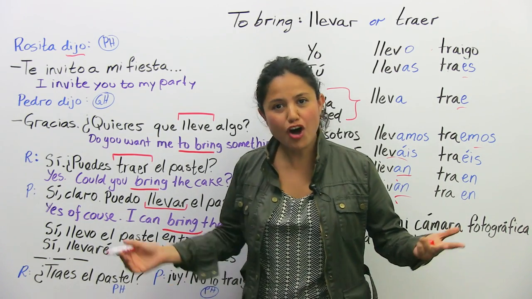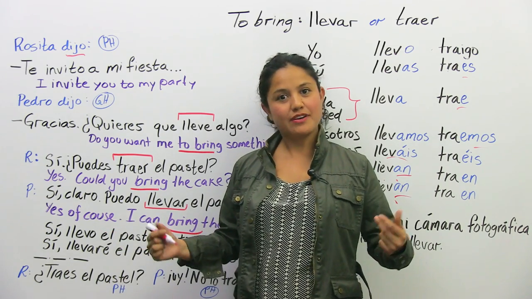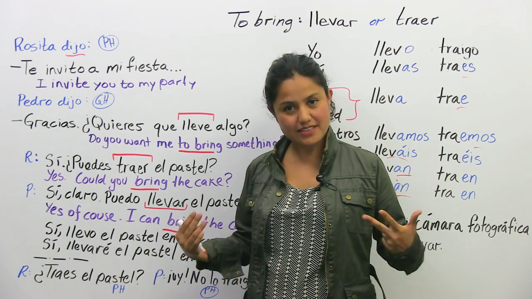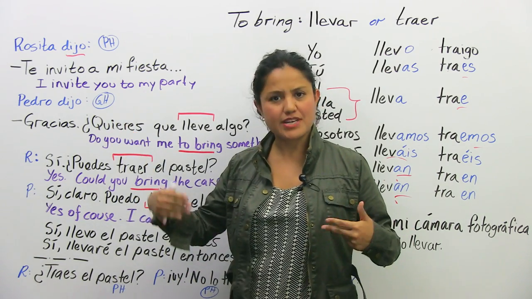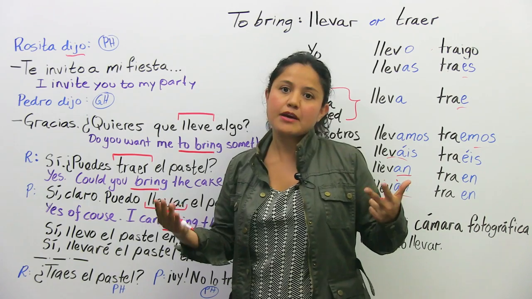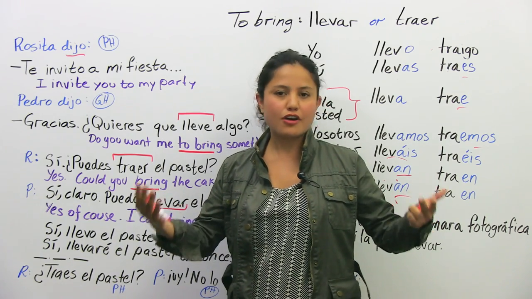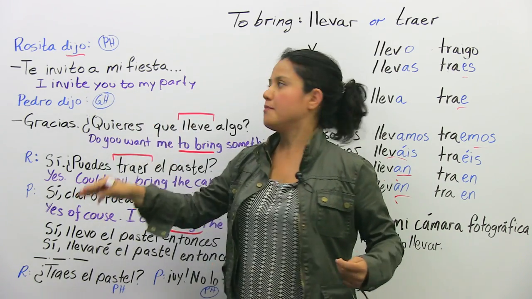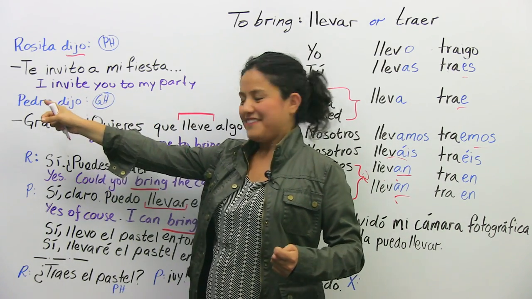Maybe you want to add, hola. Hola, Pedro, te invito a mi fiesta. I invite you to my party. That's the way you would say it in Spanish. One of the ways. There might be more ways, but I'm telling you basic, regular, common ways. Te invito a mi fiesta. I invite you to my party. Okay, stop repeating that, Ana. Already said it. Very good.